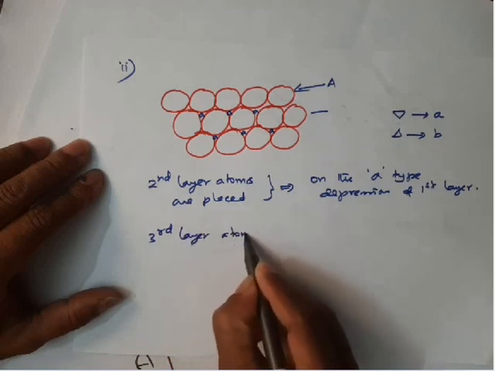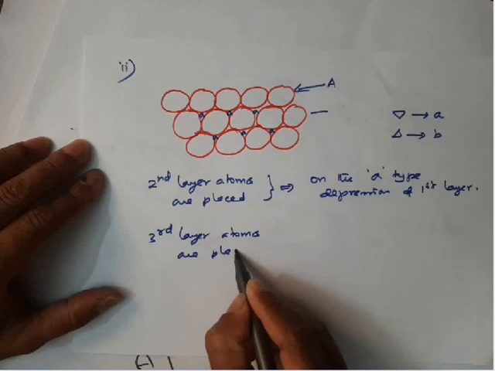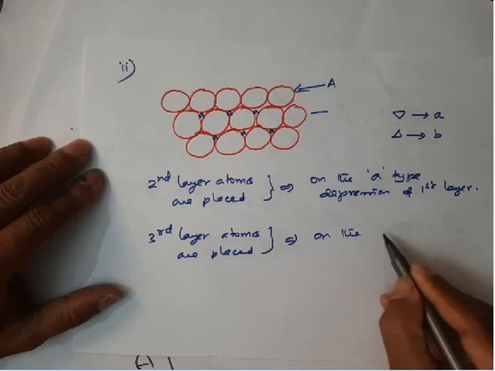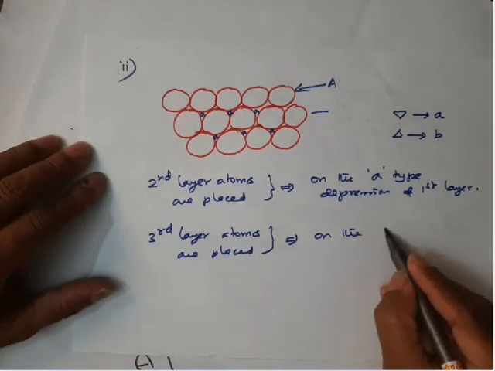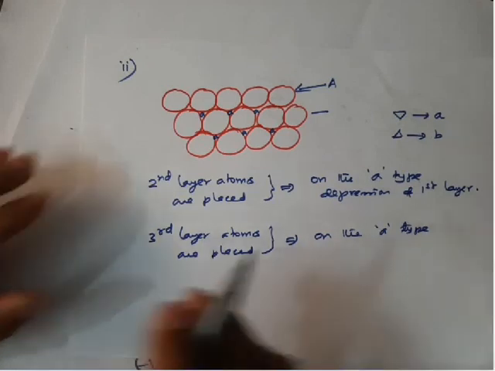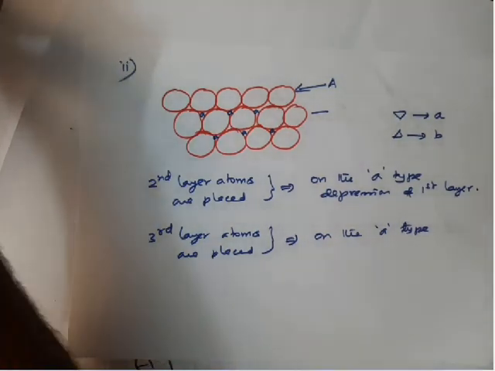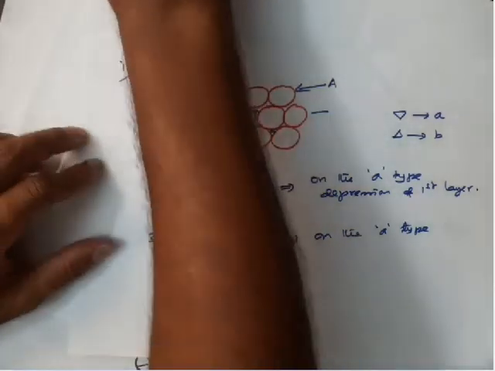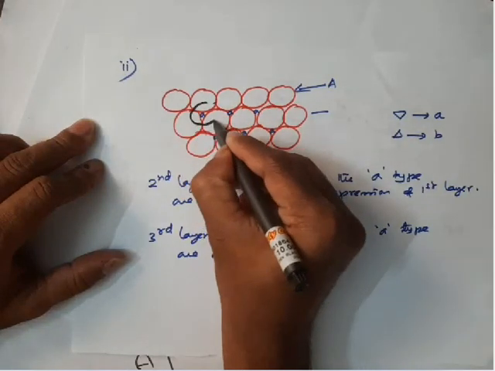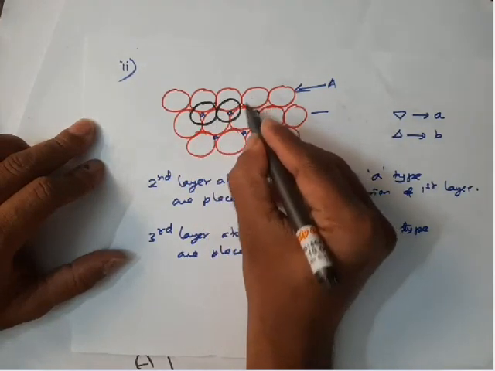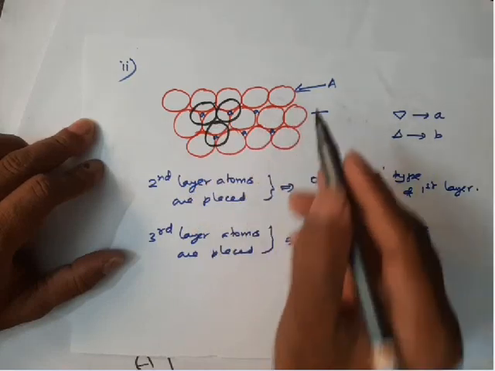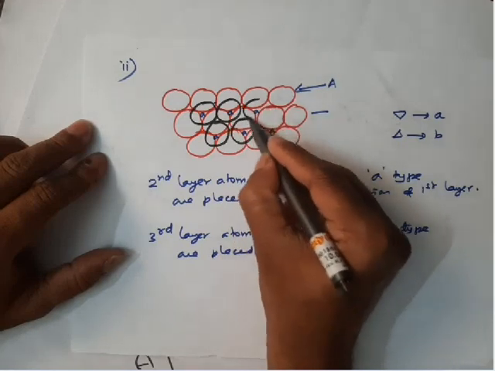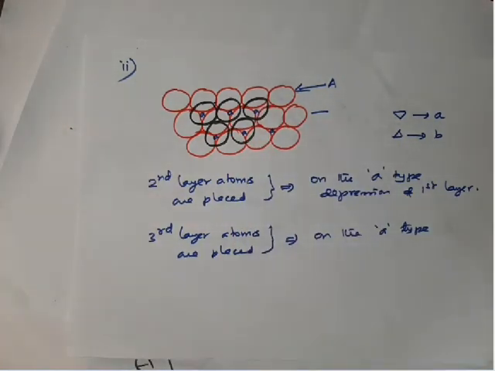Now, I am going to place the third layer. Third layer atoms are placed on the A type depressions. Let me just draw and show you so that you can easily understand this. Observe this carefully, which is very important. I'm placing the second layer now. I'll place one atom here, one atom here, one atom at the downward place, one atom here, and one atom here. I place the second layer atoms.